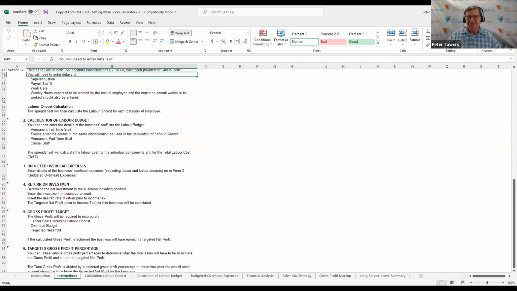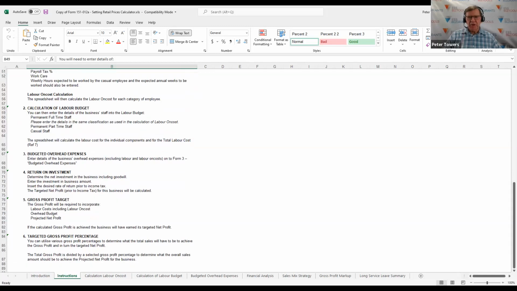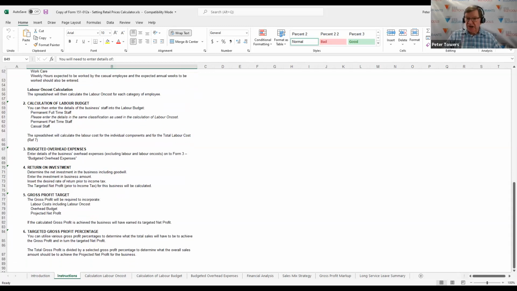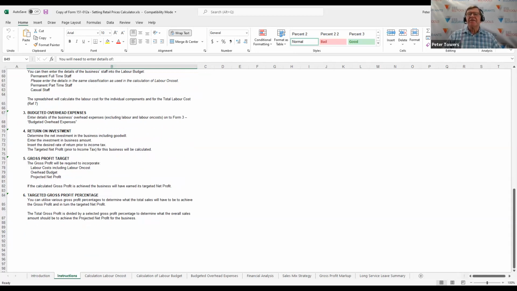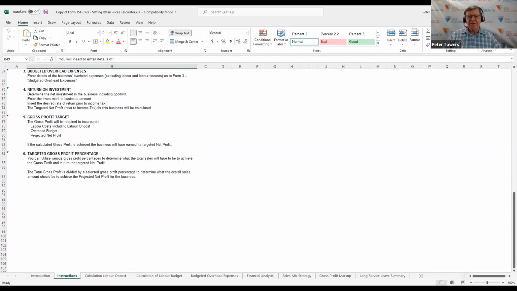We're going to look at the business's overhead expenses. What return on investment would your client like to achieve? In other words, what should the profit be? The system's going to look at developing a gross profit target that is sufficient to generate enough money to pay for the overhead costs, the labour costs, and earn the profit that the business would like to make. And then we have 3 workbooks that you can utilize to undertake what if type calculations for your client.